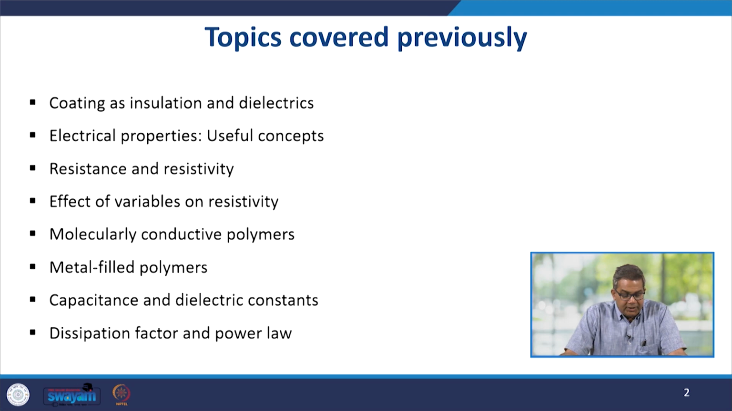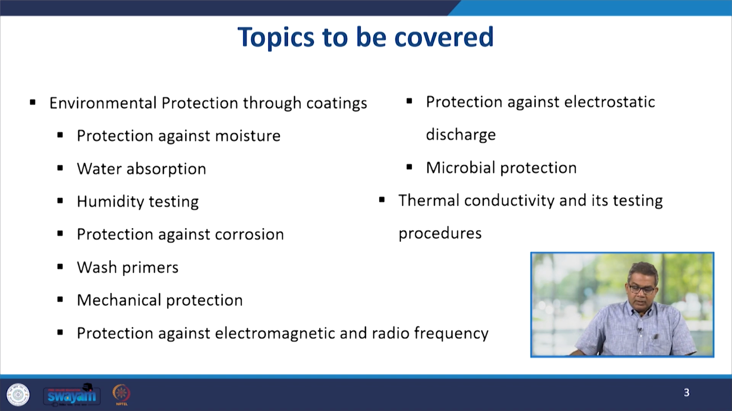Then we talked about resistance and resistivity, and the effect of variables on resistivity. Then we took molecularly conductive polymers into consideration. We talked about metal filled polymers, then discussed capacitance, dielectric constants, dissipation factor and power law. In this particular segment, we are going to discuss the environmental protection through the coatings.